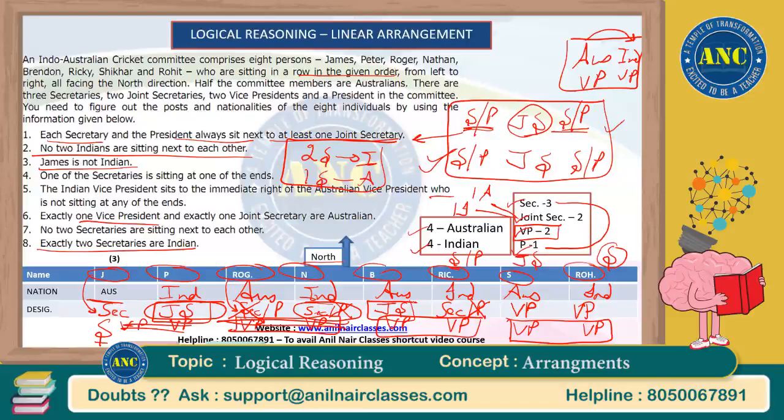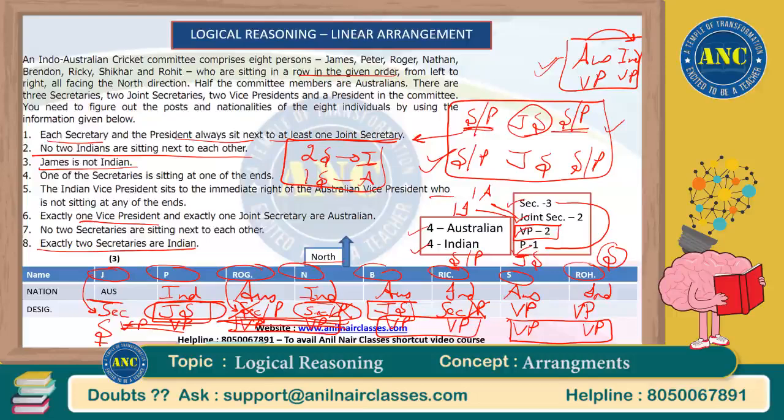James is not an Indian, so the first person would be an Australian, and then Indian, then Australian, and Indian, something like this. One of the secretaries is sitting at one of the ends, so we made him sit, and we formed two cases. The first case turns out to be the winner for us, so that's why we didn't think about the other case as of now. The Indian VP sits to the immediate right of the Australian VP, who is not sitting at any of the ends. Okay, so this should be their positions, and that is how we thought about them.